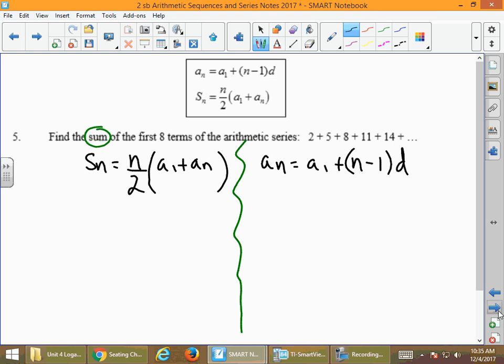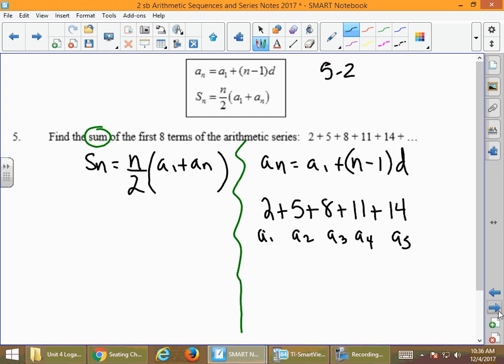But if you were here for the last class period, what we can do is we know 2 plus 5 plus 8 plus 11 plus 14. This is A1, this is A2, this is A3, this is A4, this is A5. Can we figure out what A6, 7, and 8 are without using a formula? Because what's the common difference in this problem, even though we haven't written it down yet?